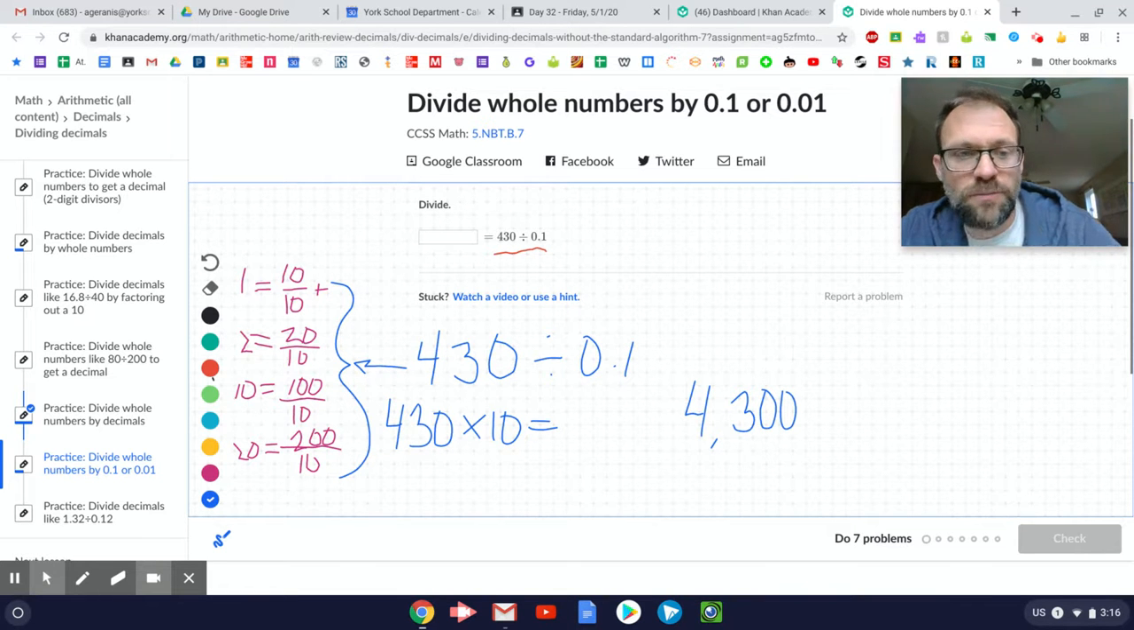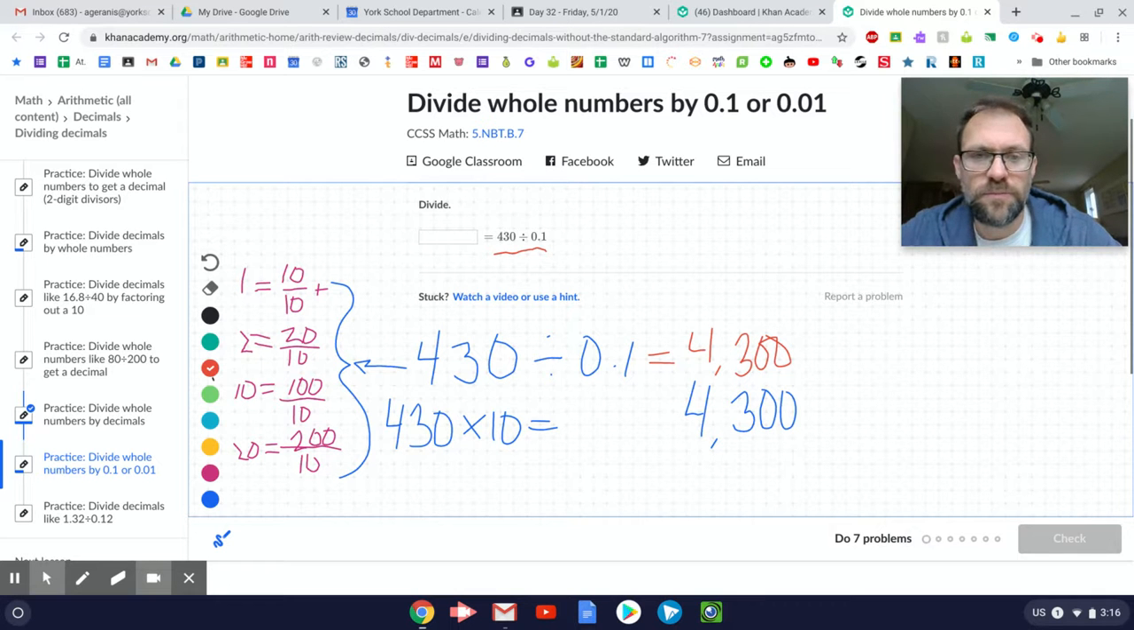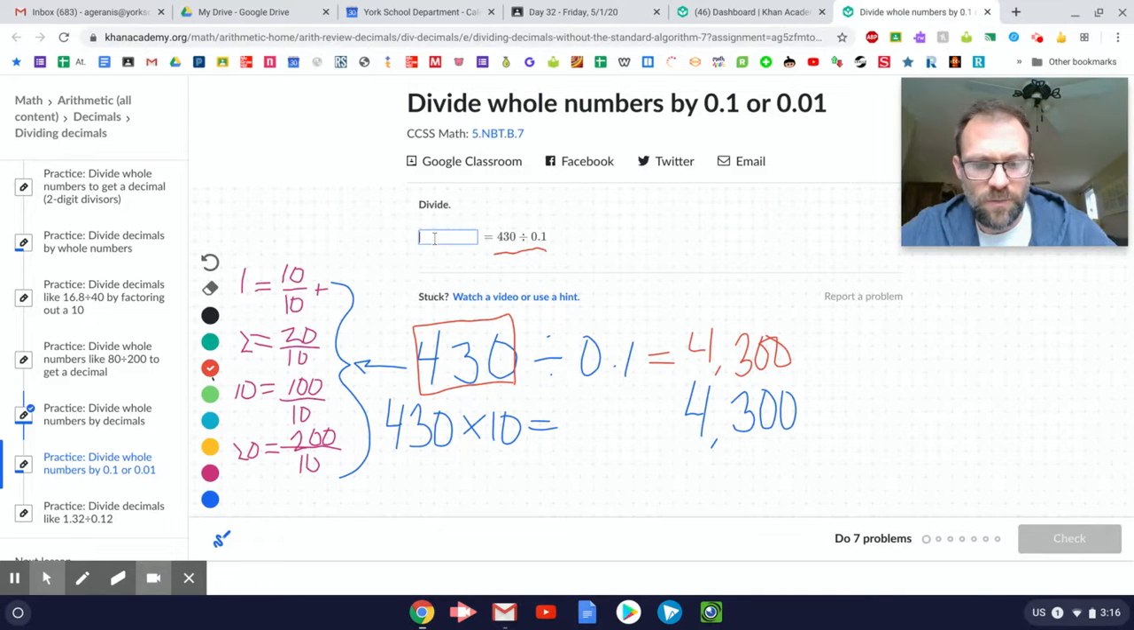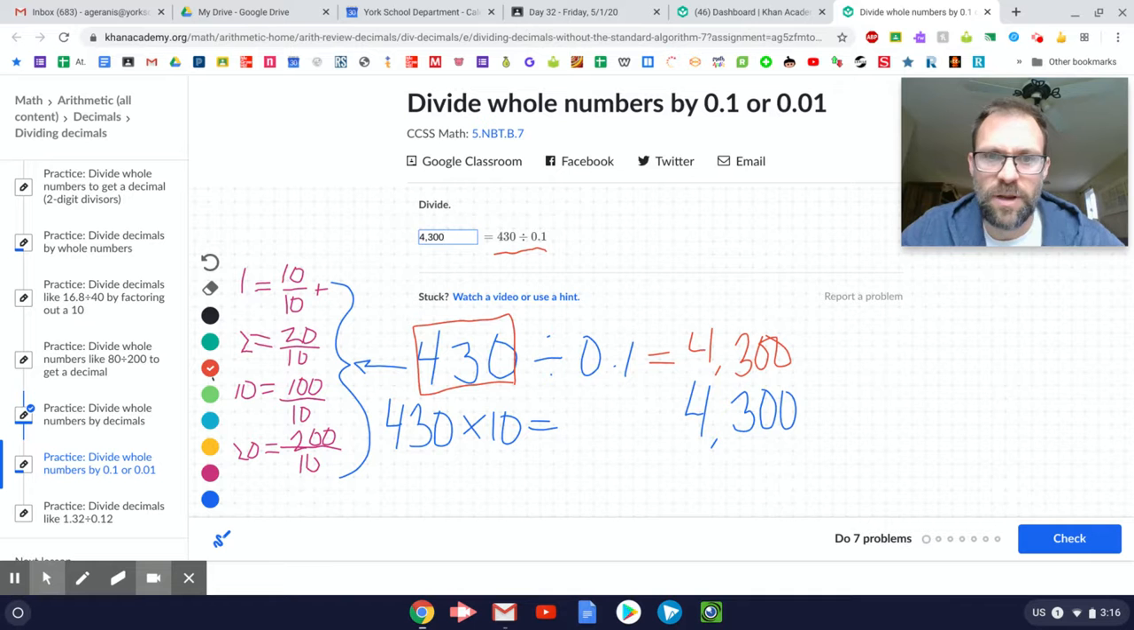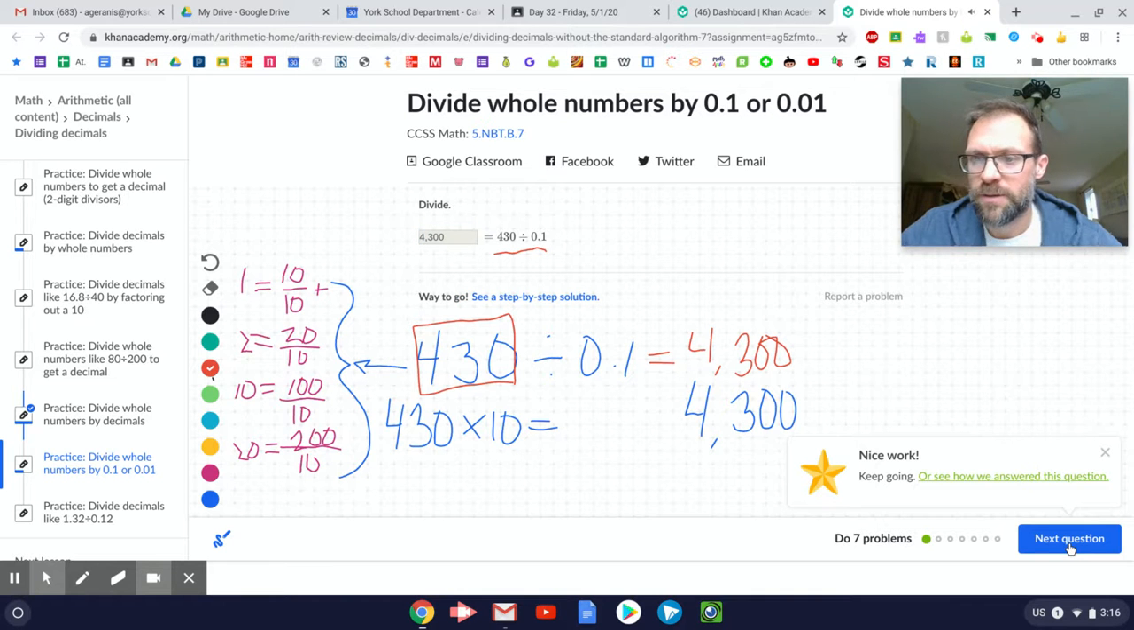So the answer to the question, 430 divided by 1/10, is 4,300. Because for every one, there are 10 tenths. And if we have 430 ones, that's 430 times 10. And that's just the pattern Sal was showing us in the video. So let's go ahead and type that answer in and see if we're correct. 4,300. Check. All right, there we go.